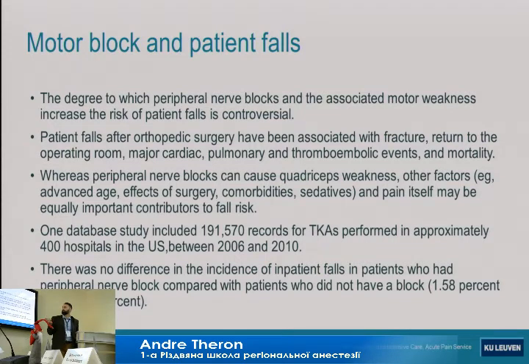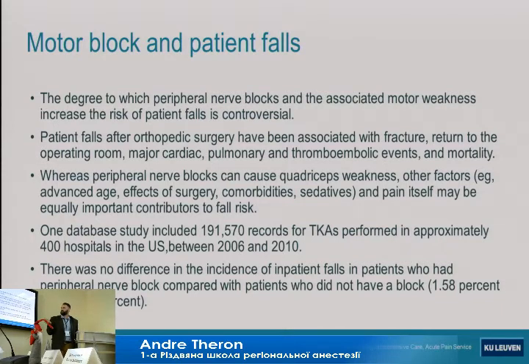So there is quadriceps weakness, but that's not the only factor in falls. The larger factors that cause patients to fall are the comorbidities, the effects of surgery, the age of the patient, and in a recent meta-analysis they found that the BMI of the patient has more to do with the falls. So fat people fall down more often, is basically what they found.